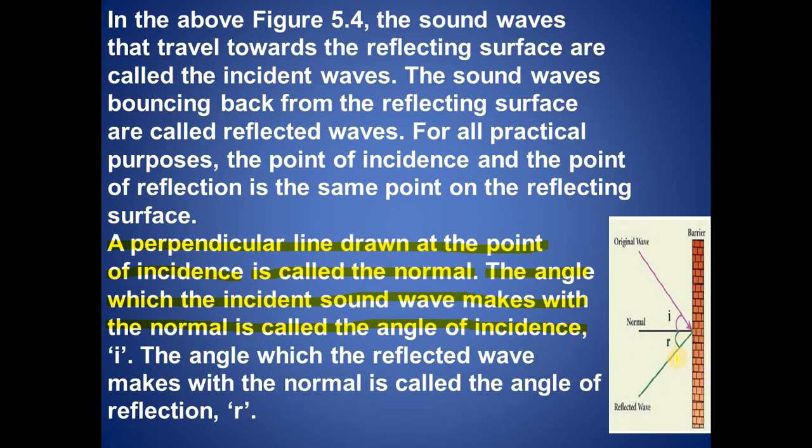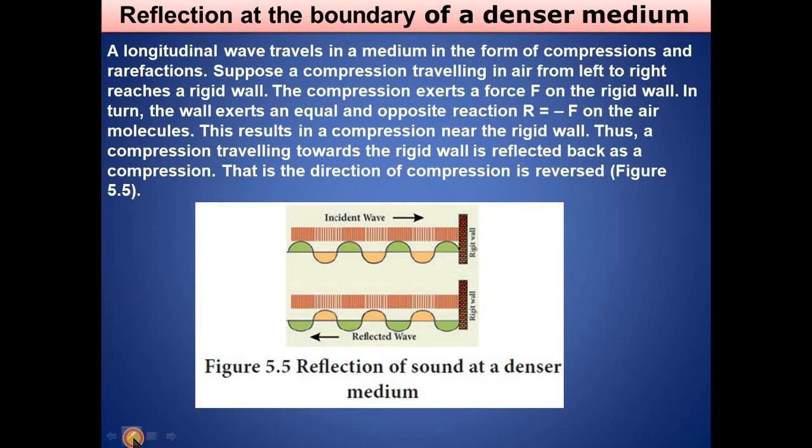The angle which the reflected waves make with the normal is called the angle of reflection. This is represented by small r. Next topic is reflection at the boundary of a denser medium.